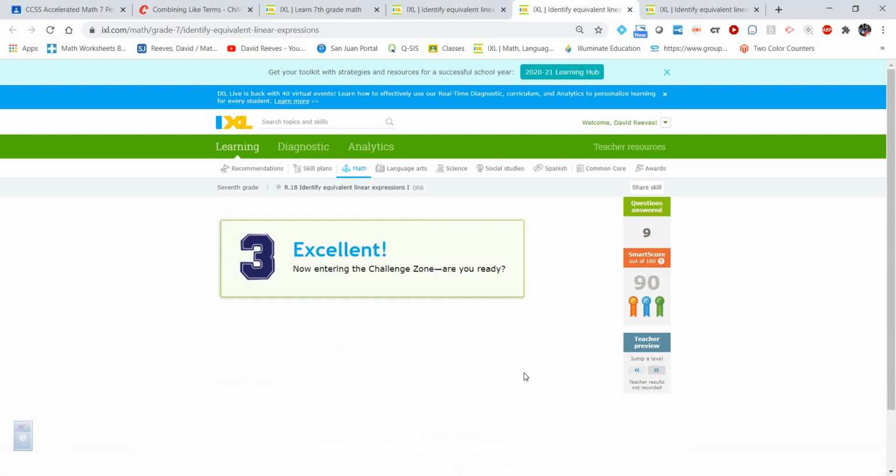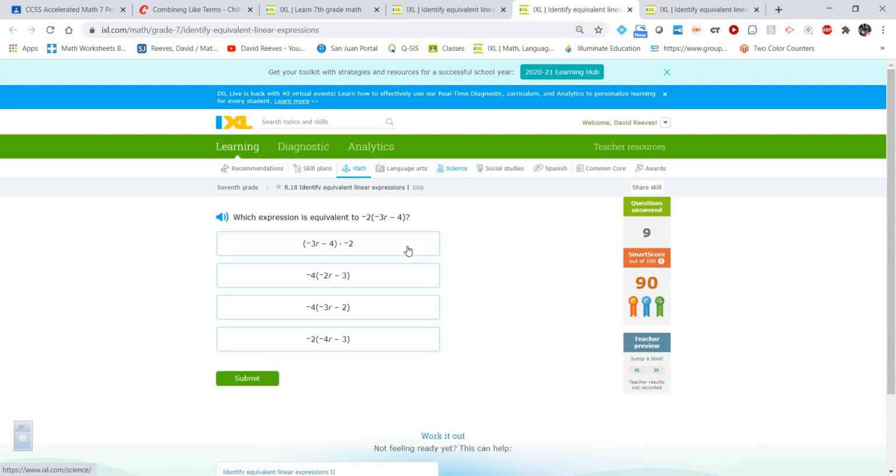All right, now are we in the challenge zone? They just really didn't want us to get here, did they? All right, here we go. Negative 2 times 3r. Negative times a negative is a positive. I get 6r. Negative 2 times minus 4 is 8. So I get 6r plus 8. But they don't have that as a choice, do they? What have they done? They have rewritten the expression. Remember, the commutative property says we can switch the order around. All they've done is switch the order around by the commutative property.